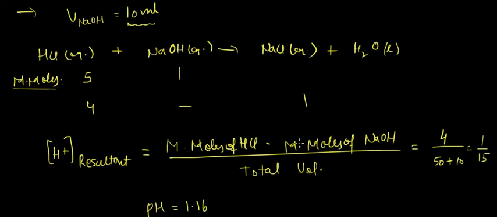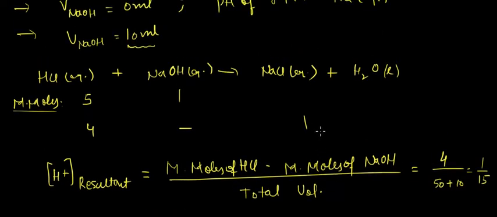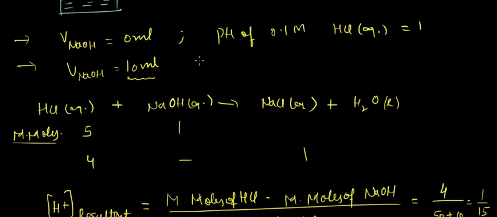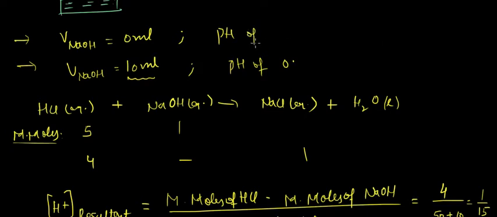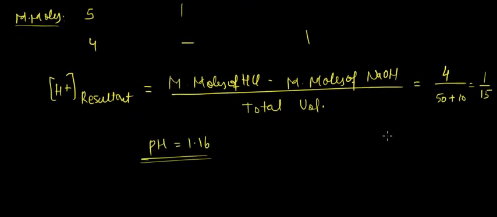Okay, so the initial pH of the solution was 1, since 0.1 was the concentration. Now the pH of the solution would be 1.16.